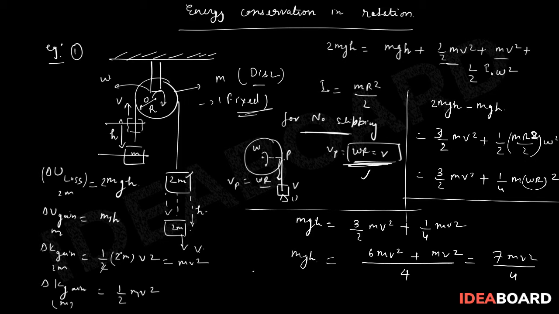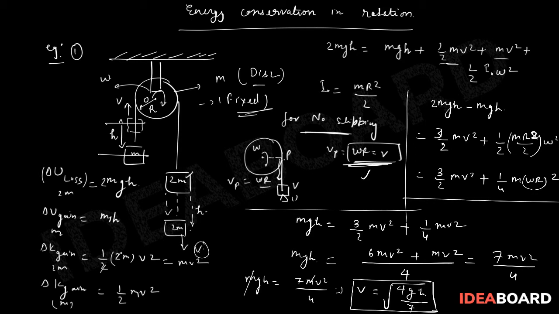So now we can solve this. mgh is equal to 7 mv square by 4, so this m is cancelled out. v is equal to under root 4gh by 7. So we achieved the velocity of the block. So v is the velocity of the mass 2m and simultaneously of mass m at that moment when it is vertically h height down. Okay, so I believe that you learned how to apply energy conservation in rotation.